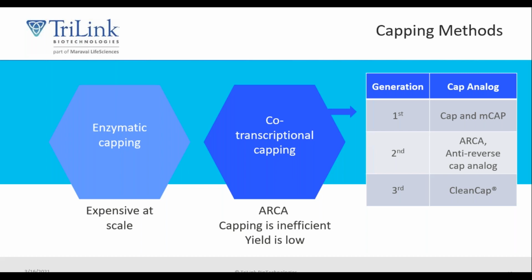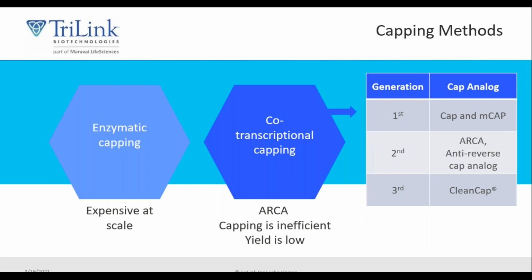So when moving into the realm of co-transcriptional cap analogs, the first generation to come was Cap and MCap. There were quite a few issues with Cap and MCap, whether they were binding to the mRNA in reverse orientation. There were issues with yield and capping efficiency. So there was a new generation that came about, the second generation, which was ARCA, or anti-reverse cap analog, which I'm sure many people are familiar with if you've been working with mRNA. It's a pretty common cap analog out there. It's been around for quite some time, and it's been quite successful.